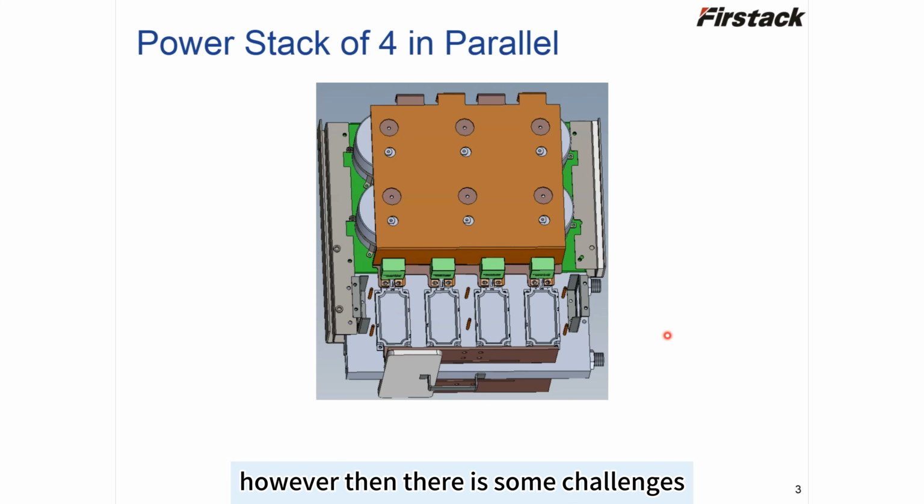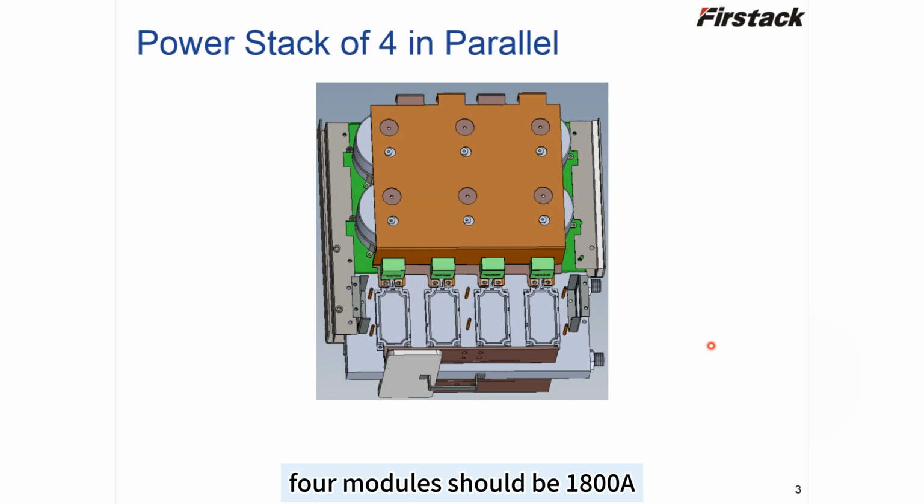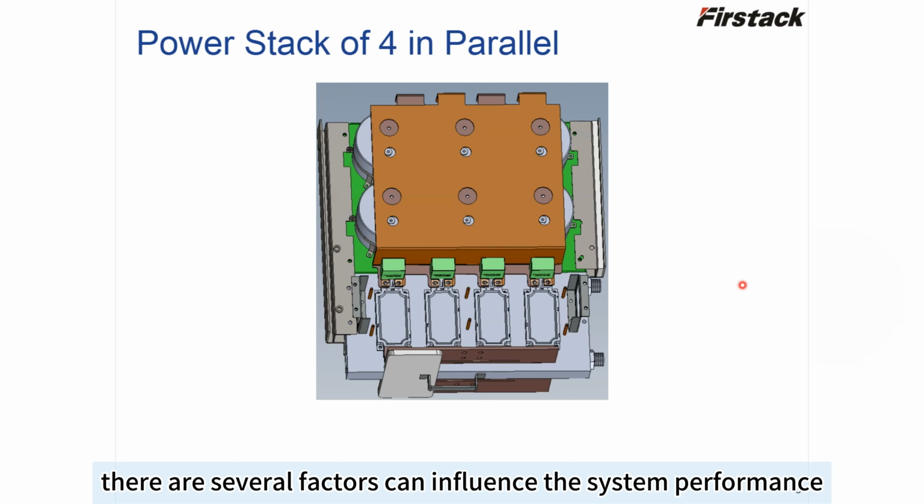However, then there is some challenges. For example, while we use 450 ampere module, then totally 900 ampere is required by 2 modules in parallel. 4 modules should be 1800 ampere. It looks quite good, but the problem is that how can we promise the current sharing between the parallel modules and ensure the reliability of the complete system? There are several factors can influence the system performance.